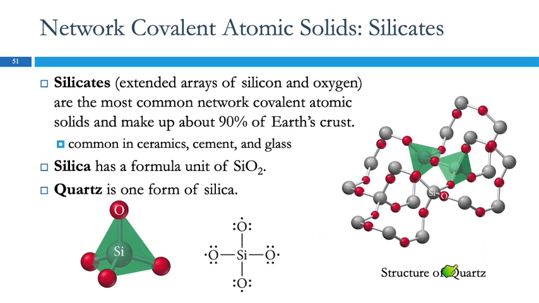So this is the structure of quartz. It's one form of silica. There are other types. You'll see these in ceramics and cement and in glass. Sand is a form of silicate.